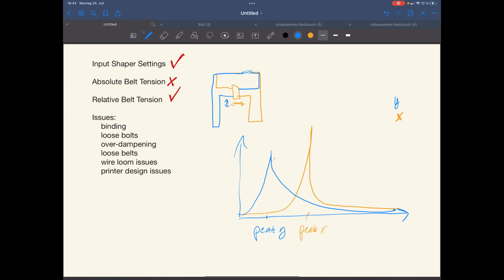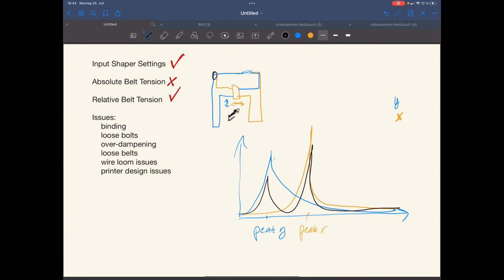And maybe one interesting thing is to look at a movement in this direction, because this direction would be only driven by this motor in the back. So, as we know on Core XY, a diagonal movement means a singular movement of a single motor and a single belt. So this movement will have both peaks.